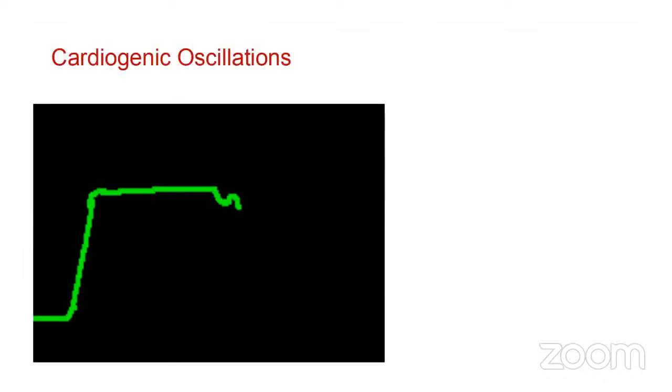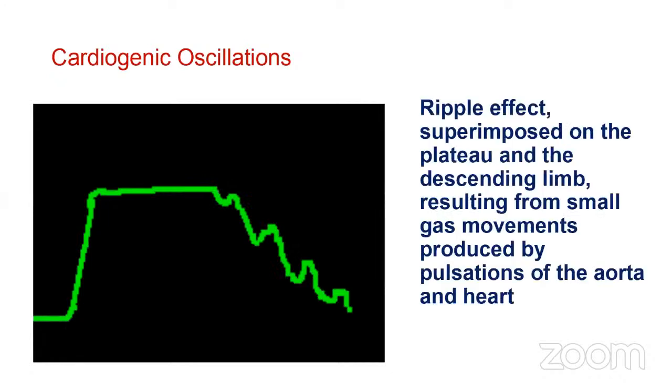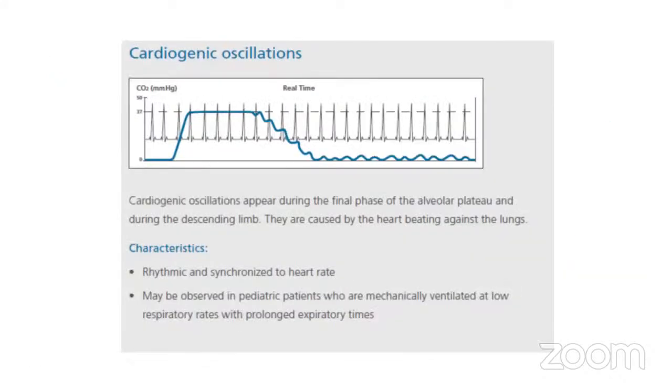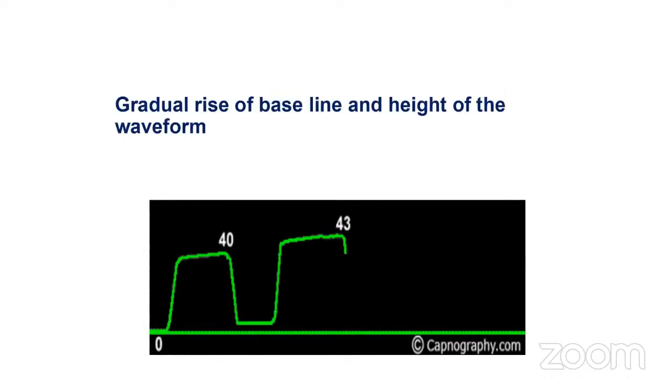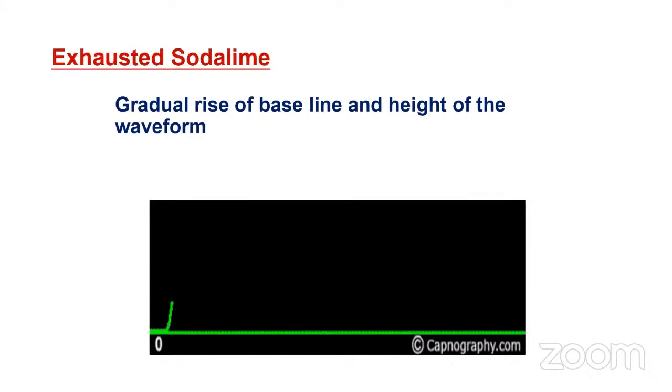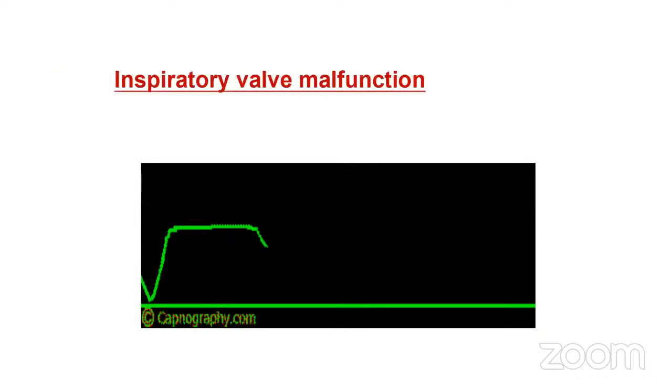Cardiac oscillations can be seen here in thin patients and in children. Sampling: if there is a leak in the sampling line or it is loosely connected, we can see a beak in the waveform. There is a gradual rise in the baseline and also the height of the waveform, which shows that there is an exhausted soda lime or rebreathing.